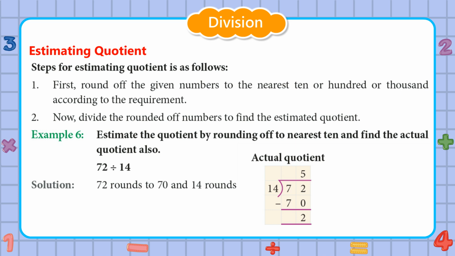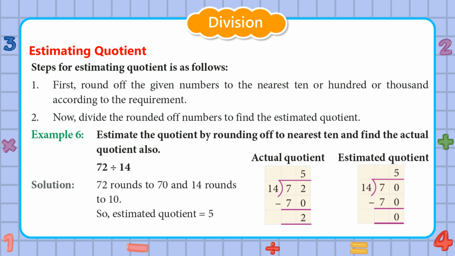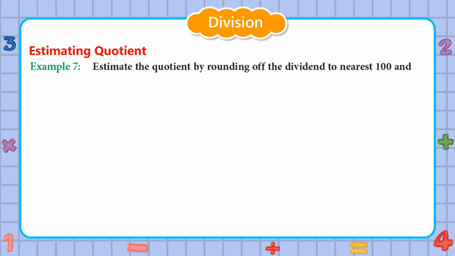Solution. Actual quotient. 14 fives are 70. 72 minus 70 is 2. Now, 72 rounds to 70 and 14 rounds to 10. Estimated quotient. 14 fives are 70. 70 minus 70 is 0. So, estimated quotient is equal to 5.